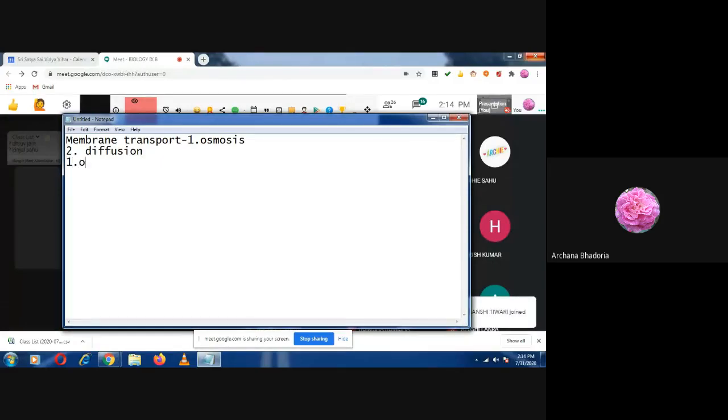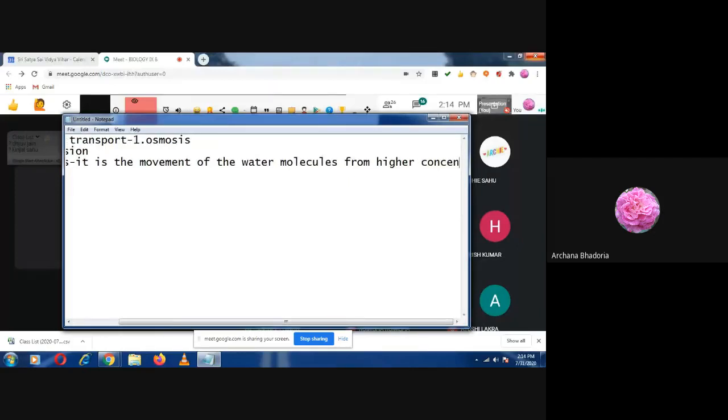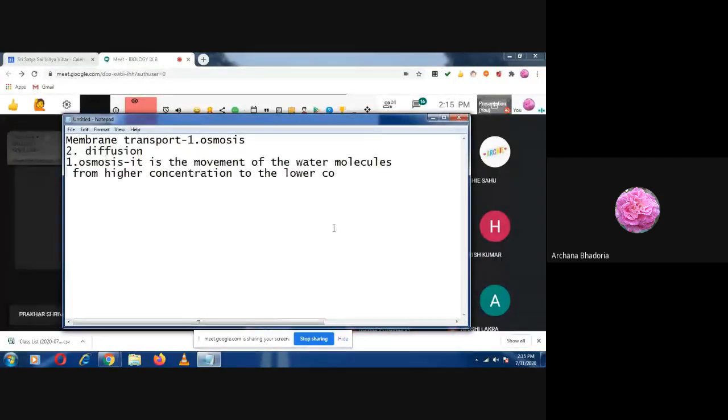So osmosis is the movement of water molecules from higher concentration to the lower concentration, through a semi-permeable membrane. You'll understand what this concentration is that I am writing.